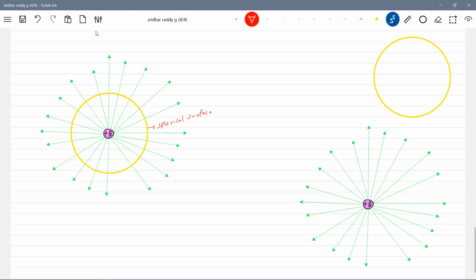Now I'm asking you, how many lines of force? Some student may say 100, some may say 1000, so instead of asking how many lines of force, better you ask what is the electric flux through the surface? Definitely, the flux through the surface will be equal to the charge. Let me take the charge Q.